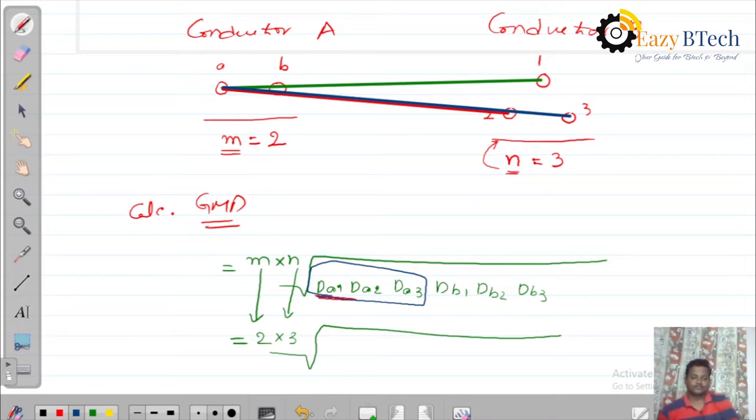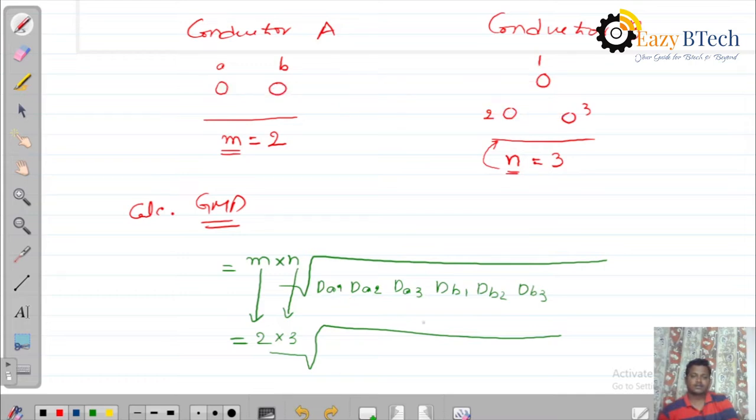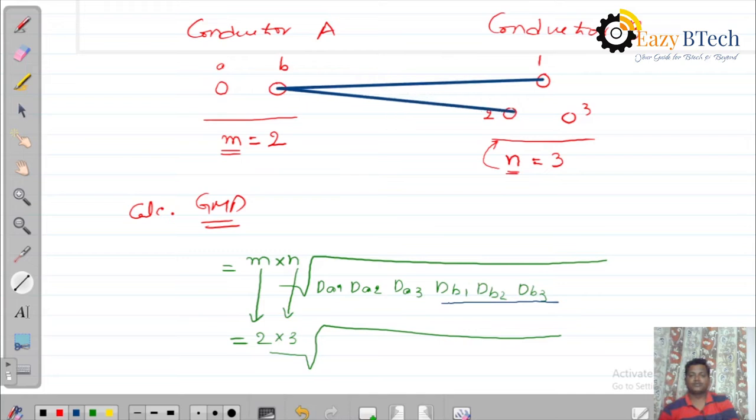Next, the second one: we have to write the distances from subconductor B of conductor A to the remaining subconductors in conductor B, that is B1, B2, B3. Now, how many distances are there? Count: 1, 2, 3, 4, 5, 6. Six distances, and this value must be equal to the root index.